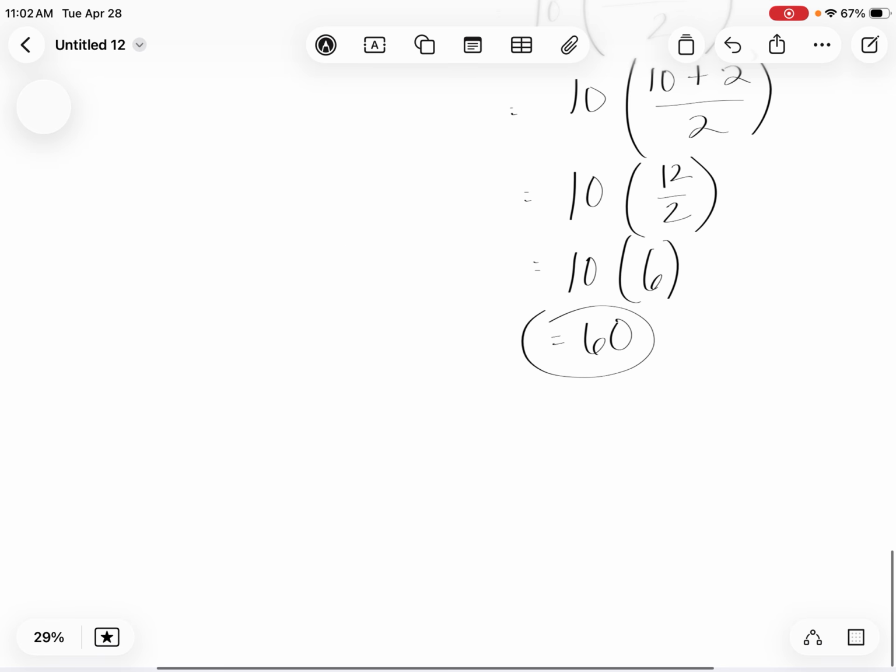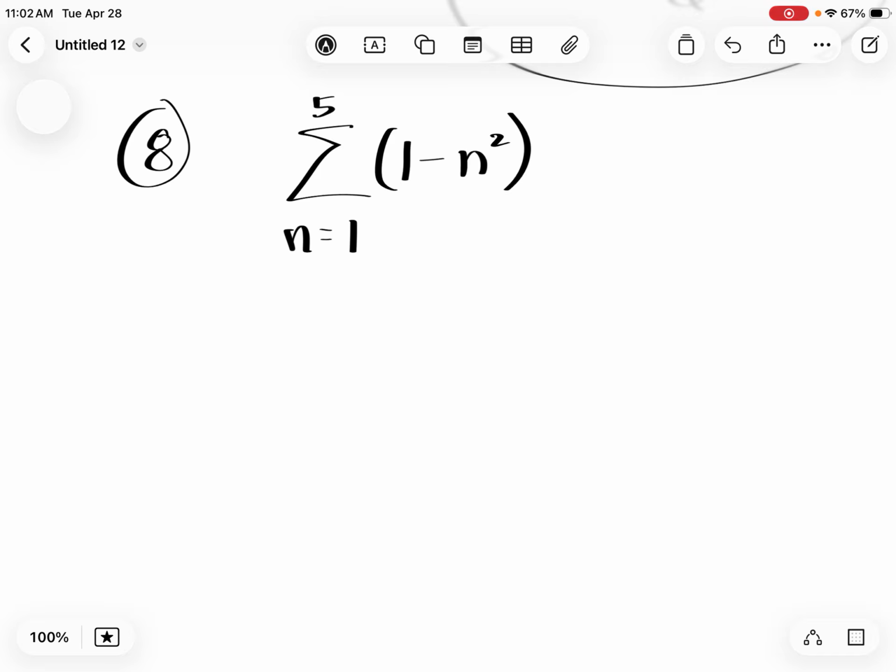Okay, then we're skipping number 7 up to number 8. 8 says sigma, and it gives you n equals 1 to 5, and it gives you 1 minus n squared. So what it asks you to do is express it without using sigma notation, then find the sum. They just want you to find all the terms and then add them together.